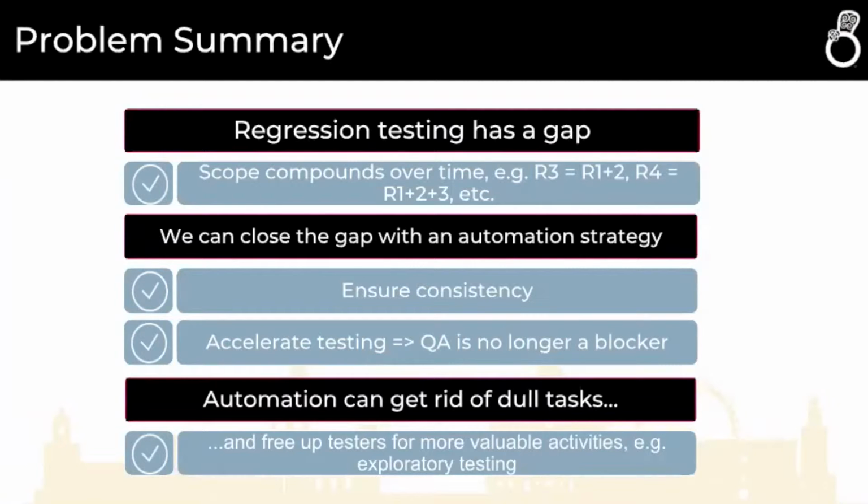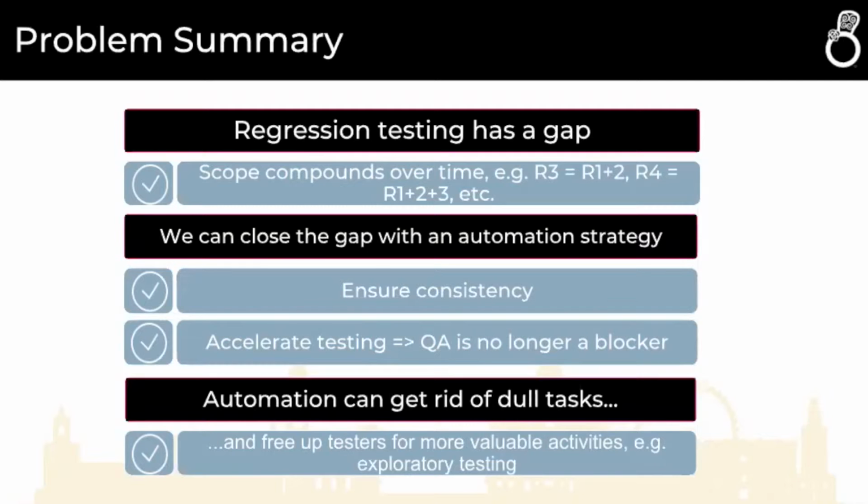So just to summarize that problem, there's a gap with regression testing we looked at, and that gets worse over time. The more releases you do, the more deployments, that regression gap is getting bigger and bigger. But you can close that with some type of automation strategy. And if you do that, you're going to get that consistency, and you're going to accelerate your testing. You're going to focus on what you've built that's new.